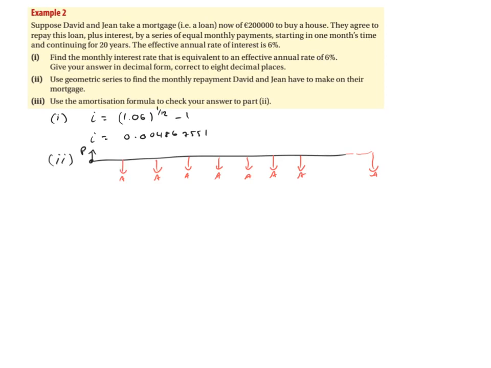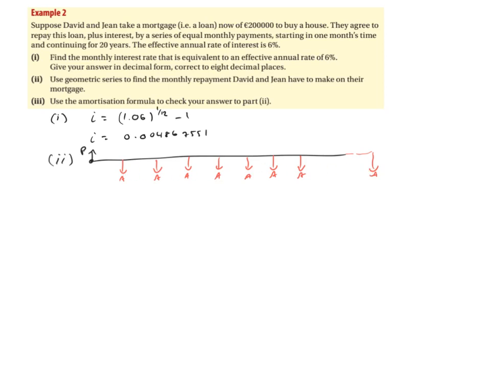And we're bringing them back, and we're discounting like we did before. Yes, this one needs to come back to the P. This one's coming back 2 time frames. This one's 3, this one's 4, and this one's going to be whatever n happens to be here. We'll work that out in a second. It's 20 years, so it's going to be 20 times 12, which is this one here. This final one comes back 240.